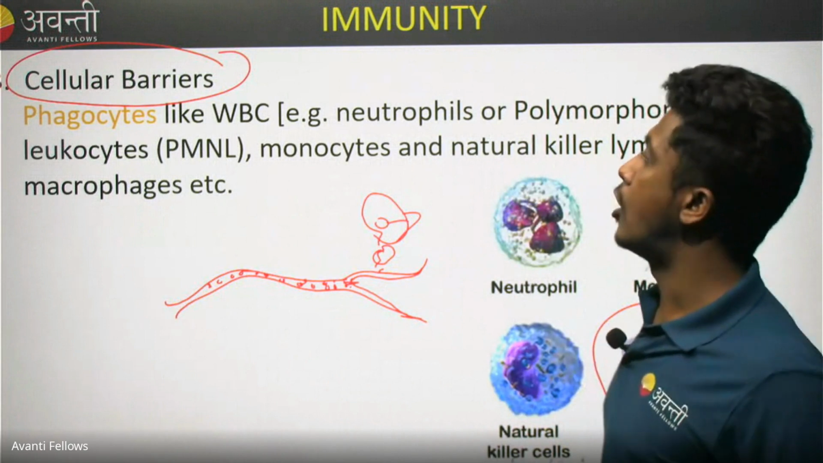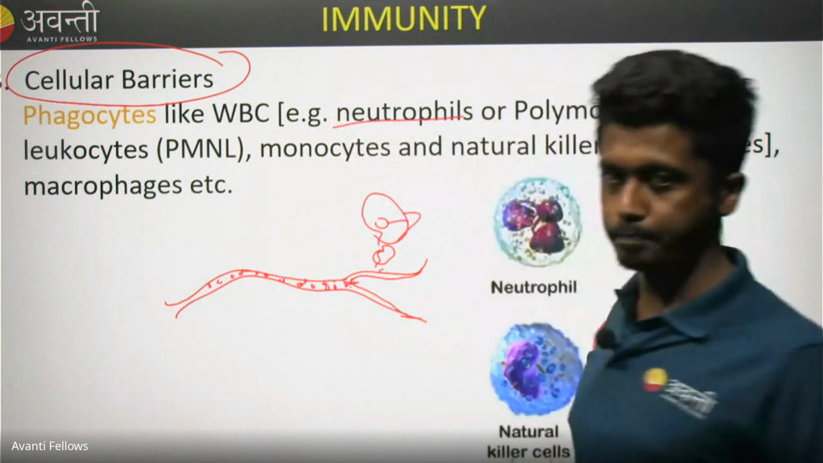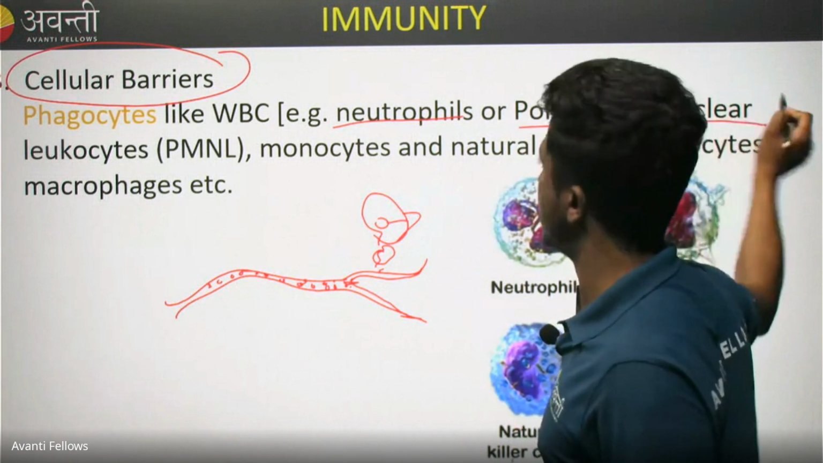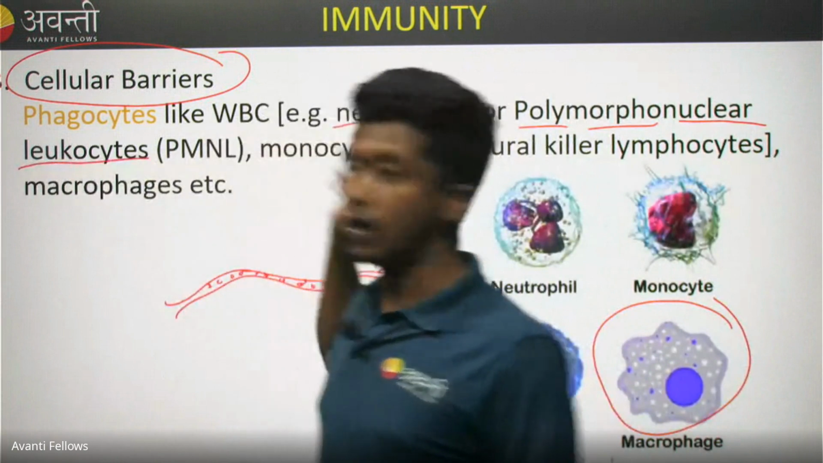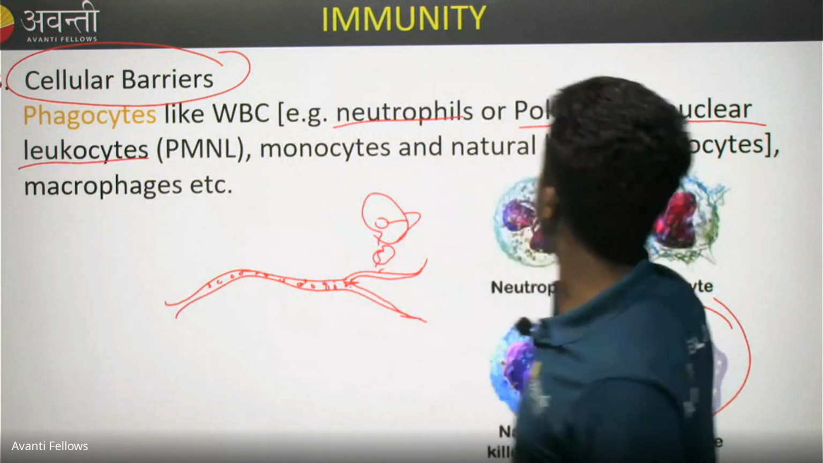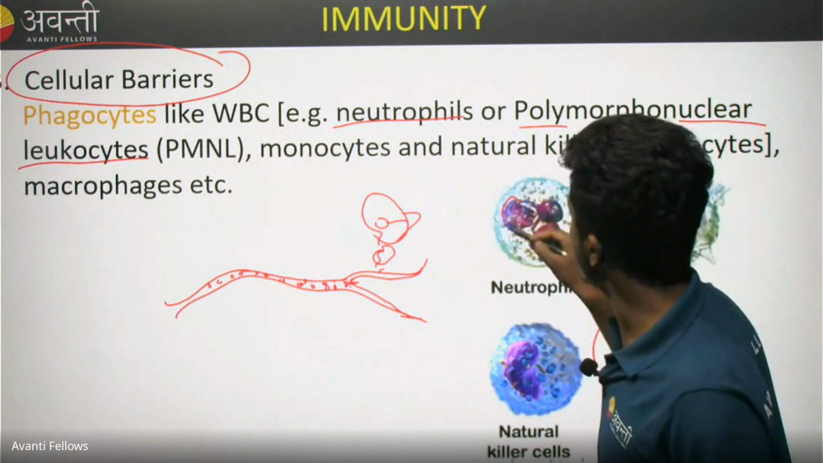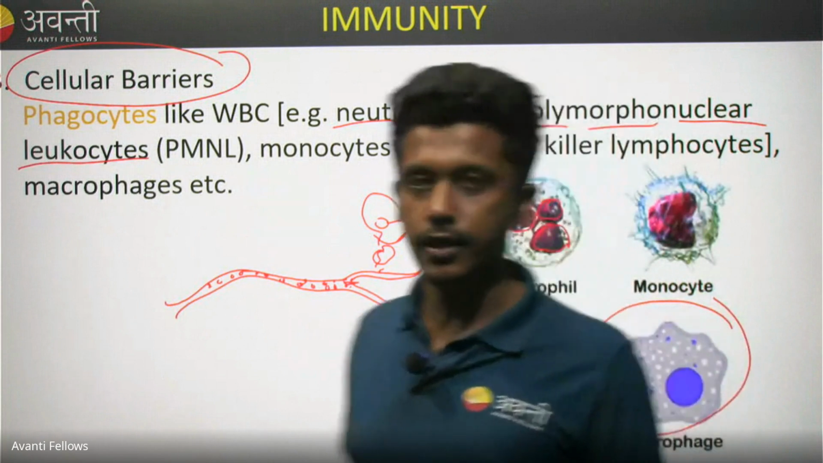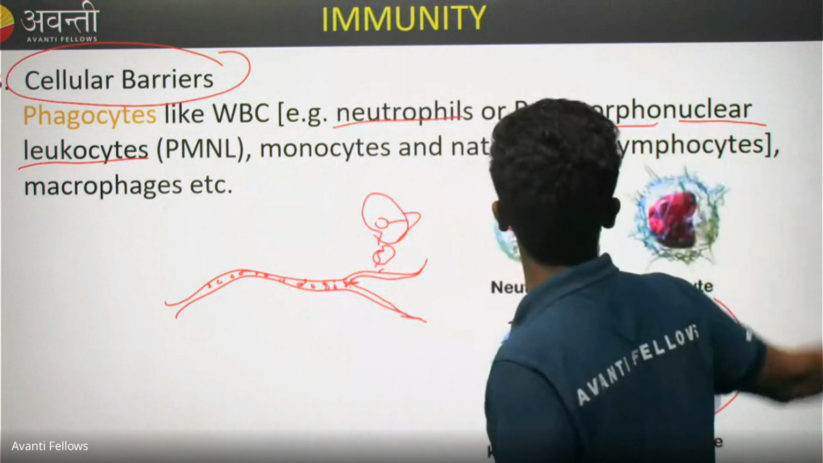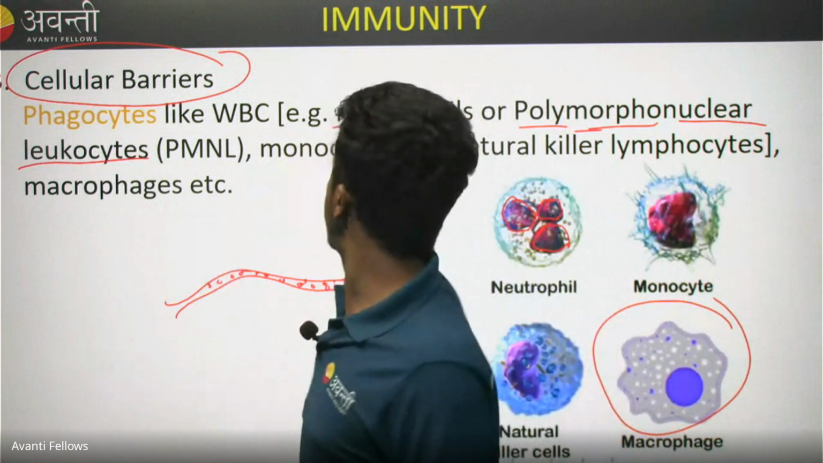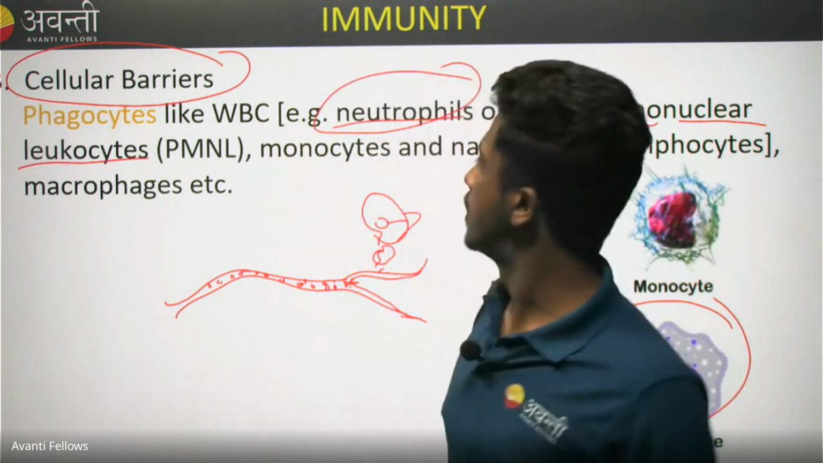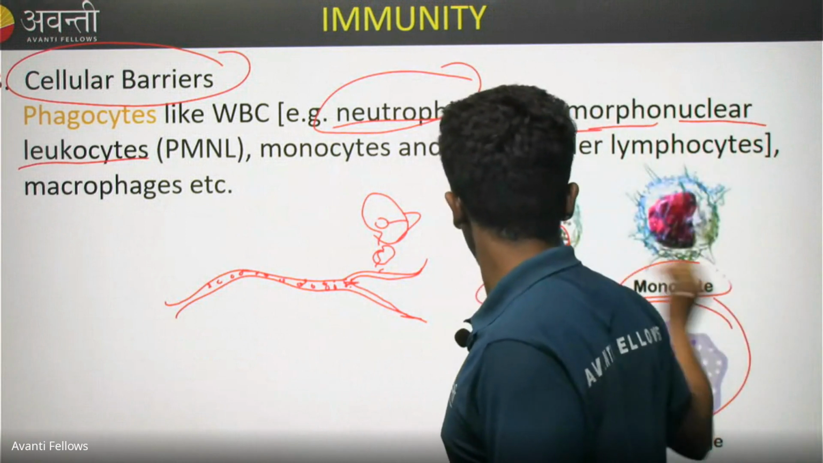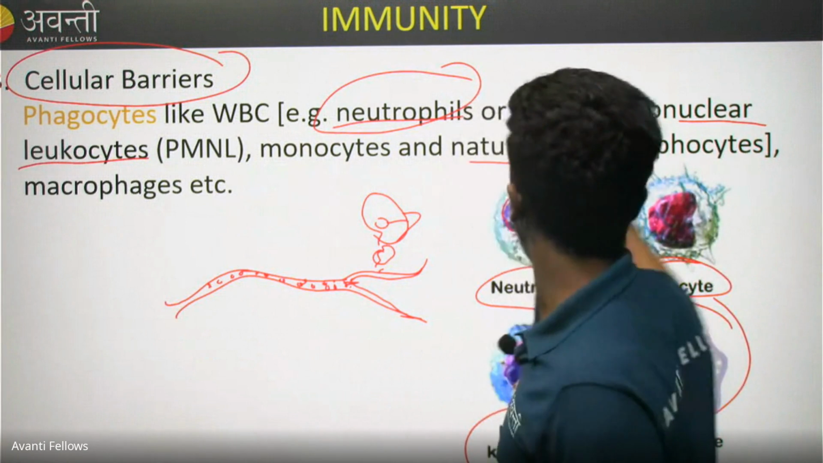Similarly, we have other kinds of cells such as neutrophils. Remember, another name for neutrophils is polymorphonuclear leukocytes. Leukocytes stands for white blood cells. Why do we call it polymorphonuclear? You can see that the nucleus is divided into small lobes, which come in different shapes and structures. That is why it is called polymorphonuclear leukocytes. They are also non-specific in nature. Next come monocytes and natural killer cells, which are other examples of cellular barriers.